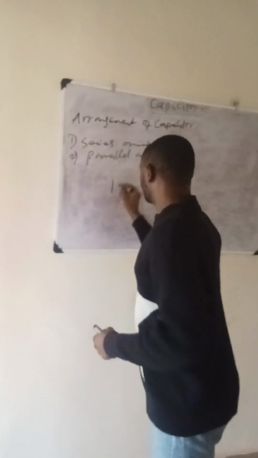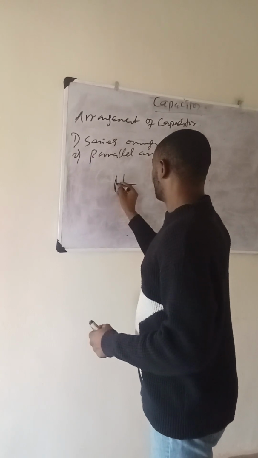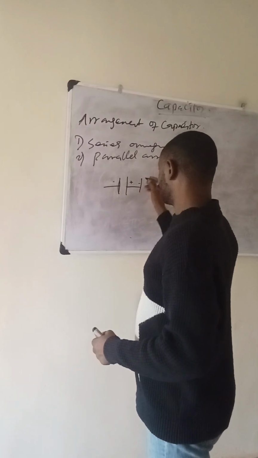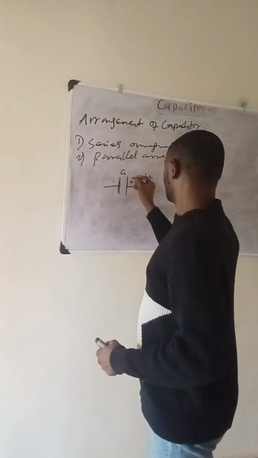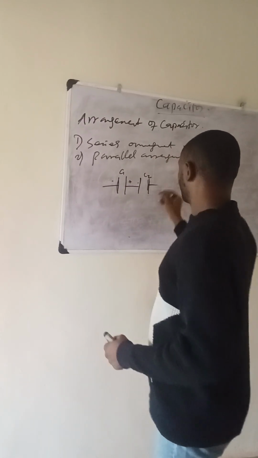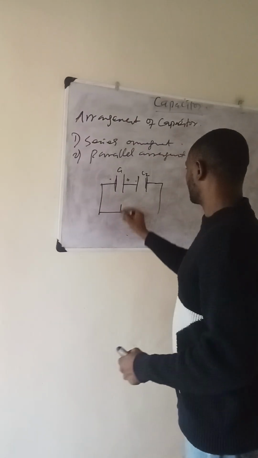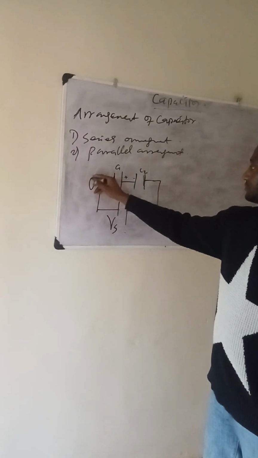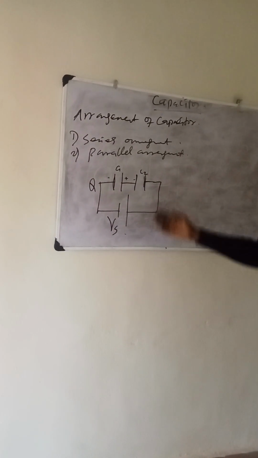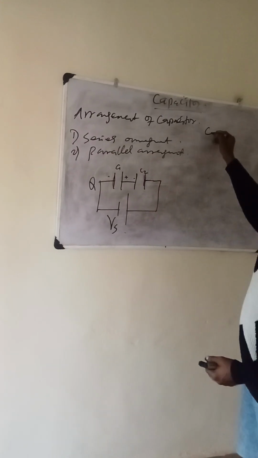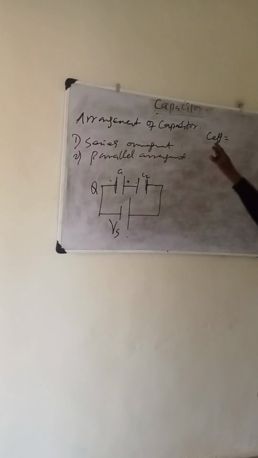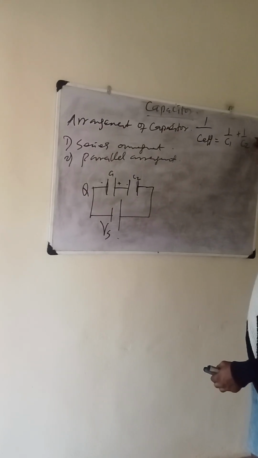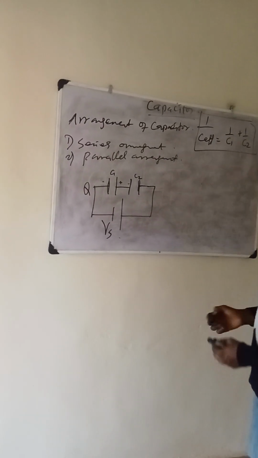If you want to use capacitors, you see this is negative, this is positive. You bring the negative of this second capacitor, C2, and connect it to C1, then we give it a voltage source from here. That's what we mean by series arrangement. For this, the equivalent capacitance, the effective capacitance, is going to be 1 over C1 plus 1 over C2.